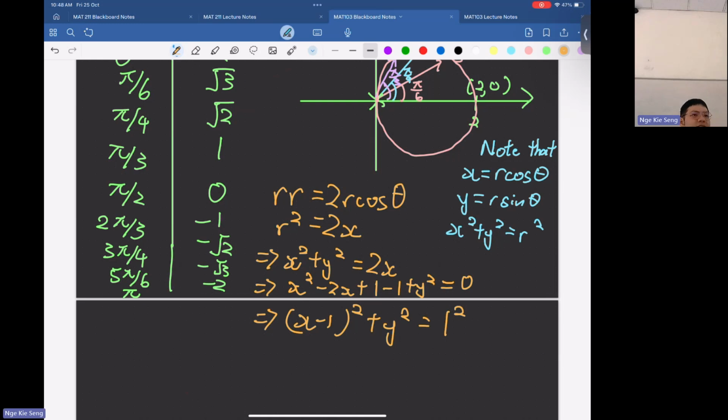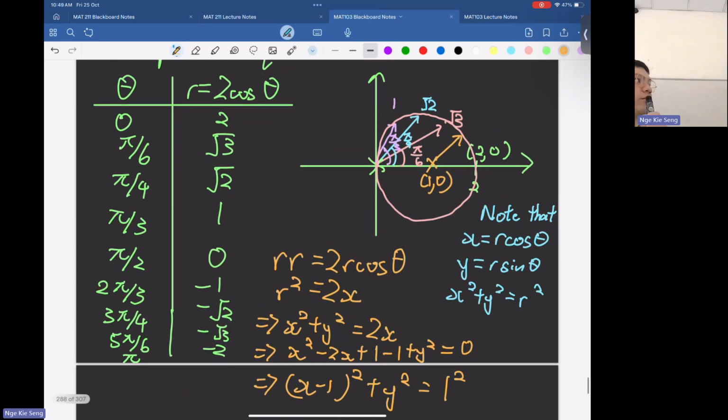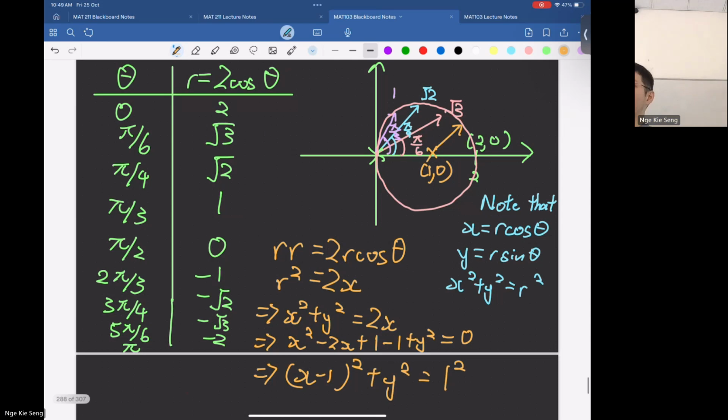So what does it mean here? This equation tells you some information about your circle, right? Where is it centered? At (1, 0). So actually what you draw is a perfect circle centered at (1, 0) with radius 1. That's why this circle gets shifted from the origin. Does it make sense? Okay, good.